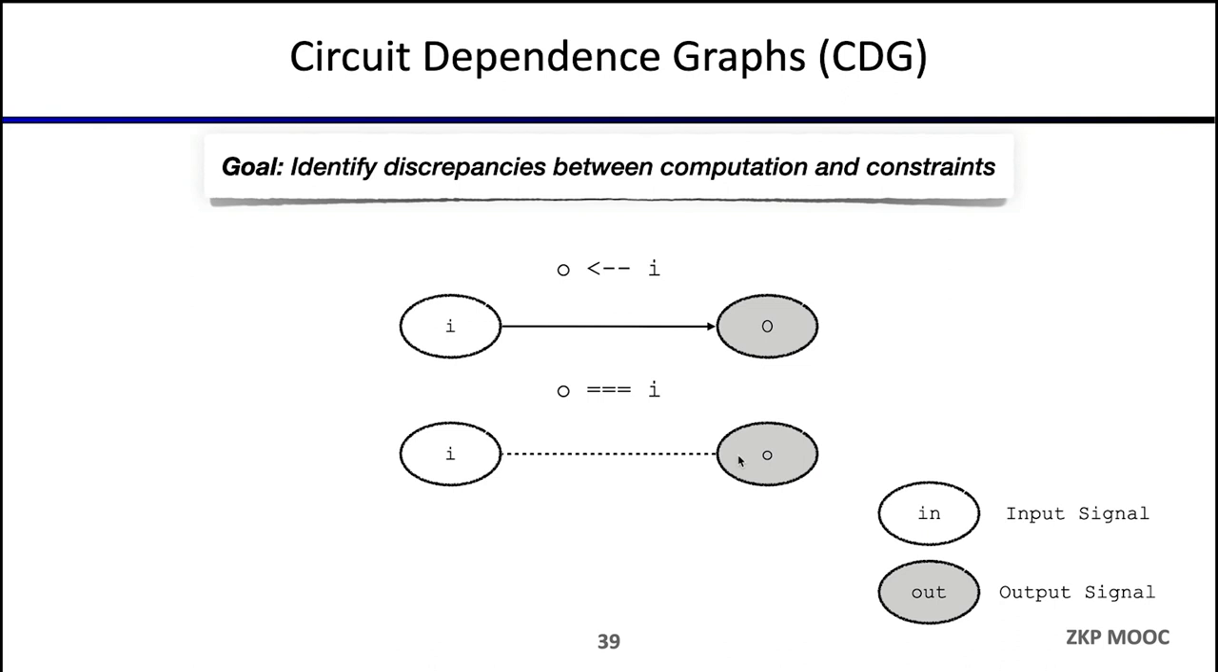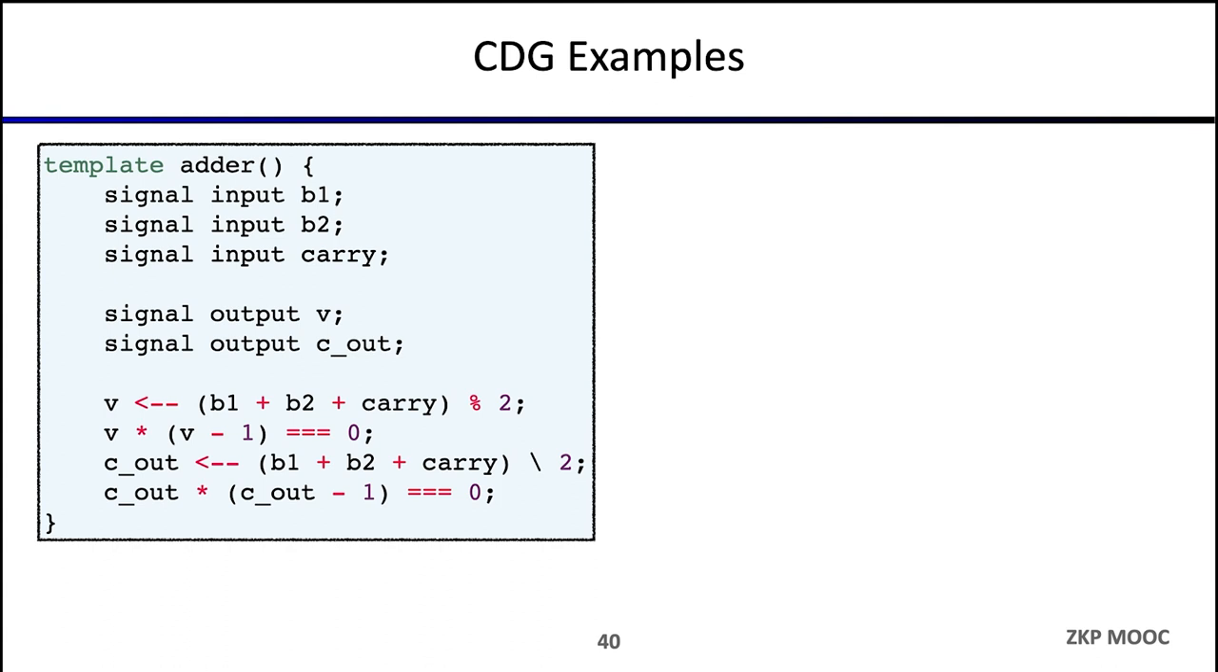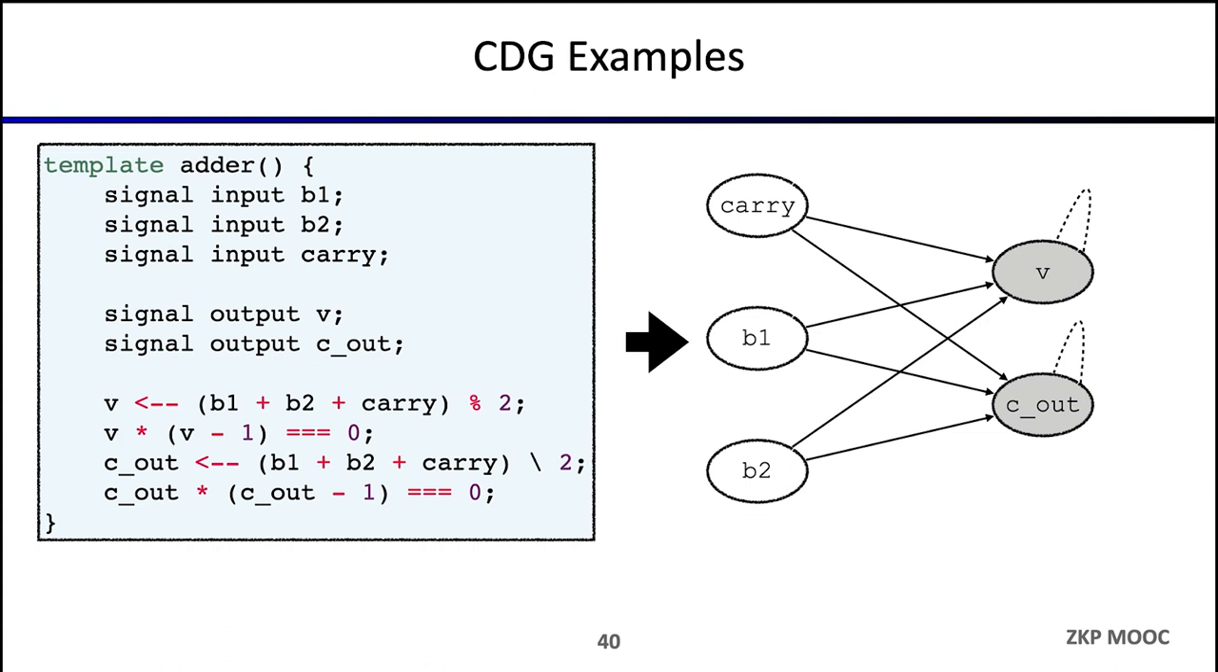Now let's take a look at an example and how we can use the circuit dependence graph to represent the key semantics of a ZK circuit. Given the circuit on the left-hand side, we first construct a node for every single signal that appears in the original circuit. For instance, you have a bunch of input signals and output signals, and we allocate a node for every single signal, okay? Then we use different colors to represent whether they are input or output as well. Once we draw the nodes, we also need to construct edges, right? Here we construct the data dependence edges based on the witness computations. In this case, in order to compute the value of signal V, you are going to do a computation that requires B1, B2, and carry.